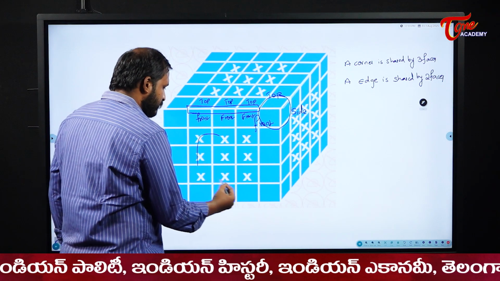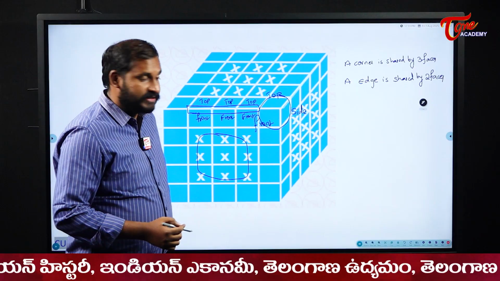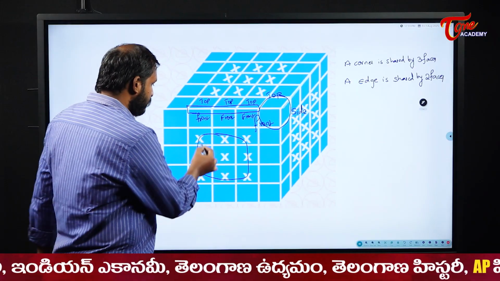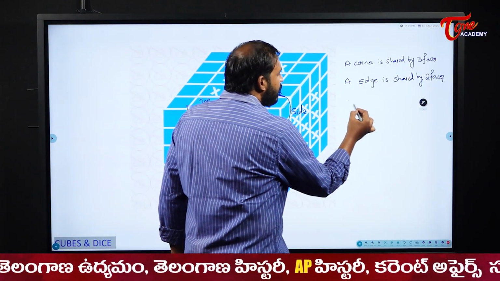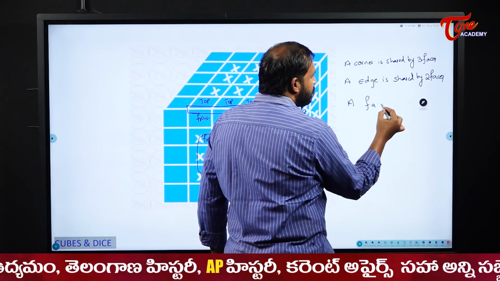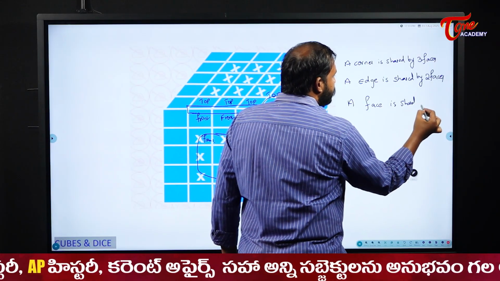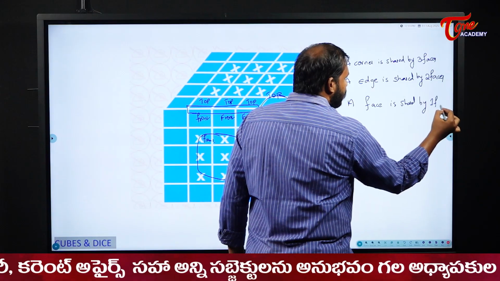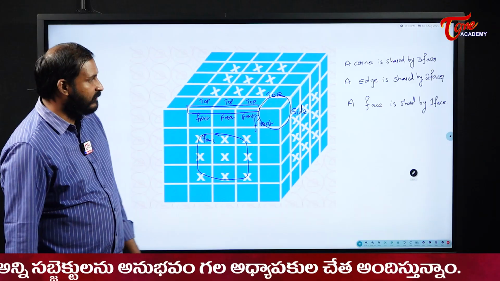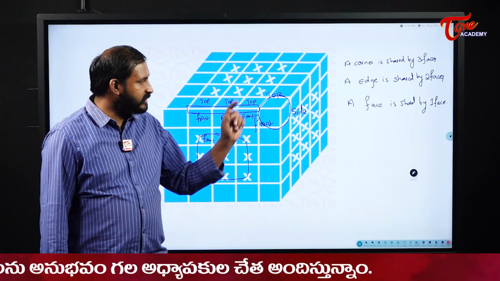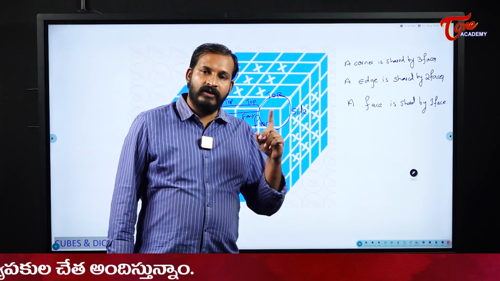Now this middle portion, we call it a face, right? This portion is shared by only the front portion, right? So that means a face is shared by one face. Only one face. An edge is shared by two faces. A corner is shared by three faces. And a face is shared by only one face.